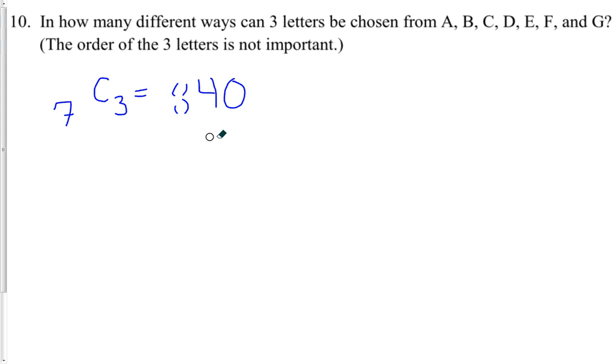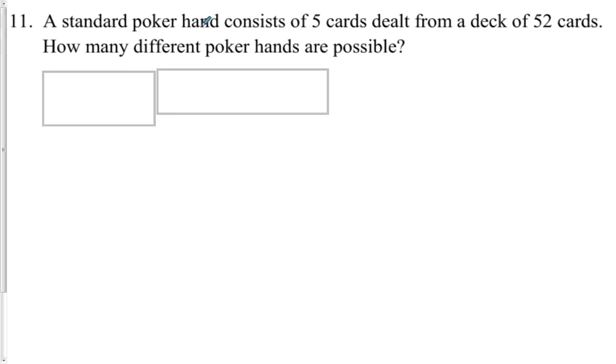And that was a mistake. I must have hit the permutation button. Because order is not important. If it was a permutation, then that could have been 7 times 6 times 5, which would have given us 840. So 35. Order doesn't matter.